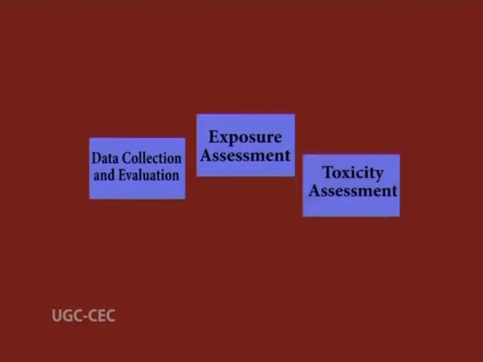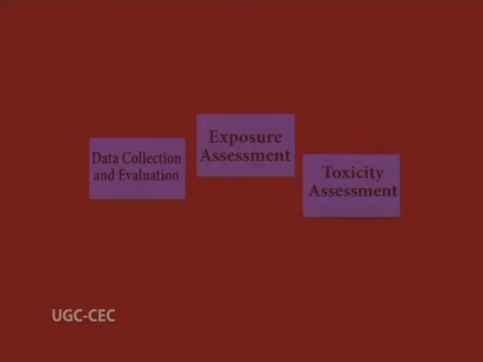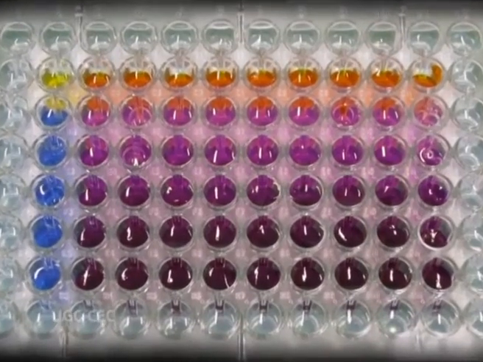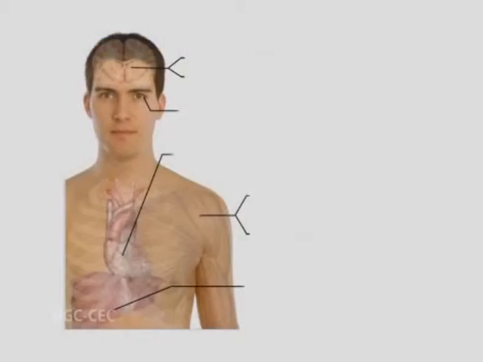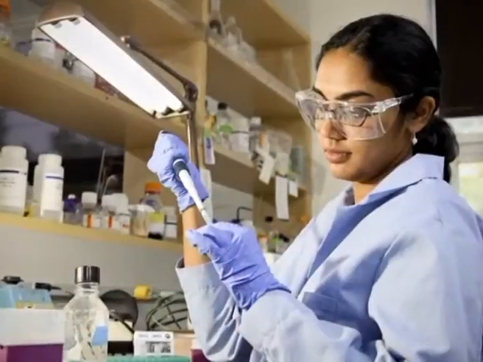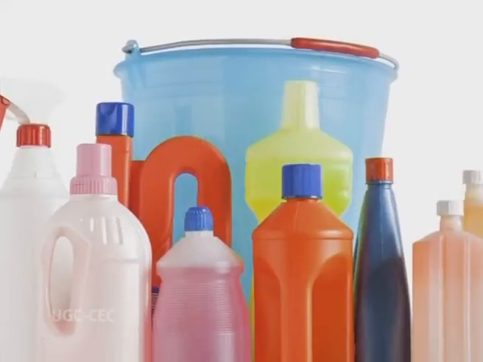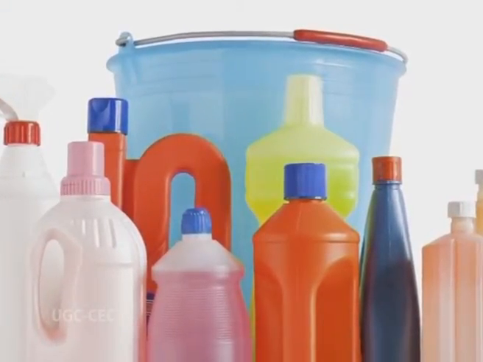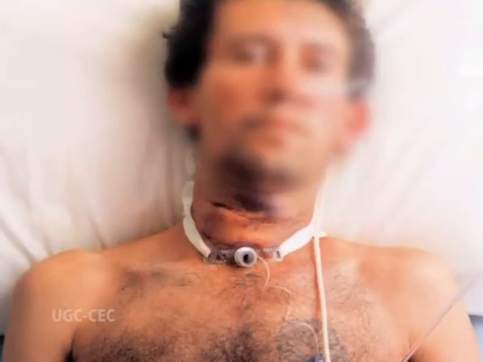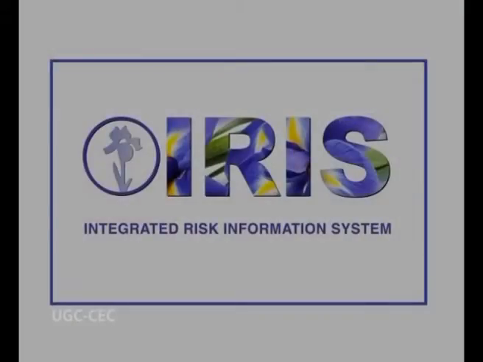Number three, toxicity assessment. Toxicity assessment involves comparison of contaminant dose with incidence of adverse human health effect to ascertain relationship by researchers. This determines whether exposure to certain chemical causes adverse health effects. Toxicity assessment evaluates available toxicity information through databases like Integrated Risk Information System (IRIS).